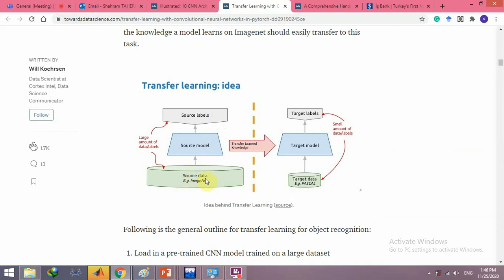We have a source of data with a lot of samples. So we create a model over this huge data set, and then we use this trained model and perform some adjustment over it to make it suitable for our new task, for the other database that I have, and it has a very limited number of samples.